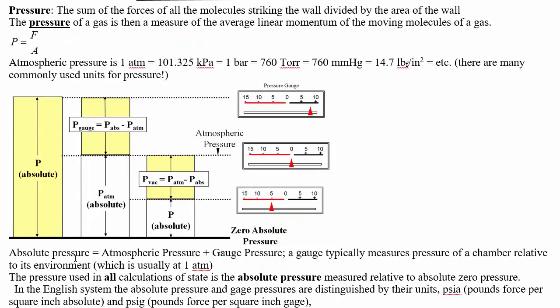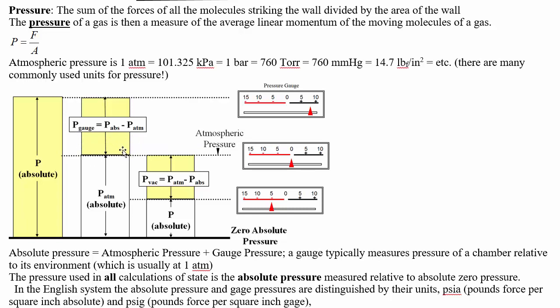Now, if you're measuring pressure relative to zero pressure, that's called absolute pressure. Most of the time, if you just take a pressure gauge and you put it on maybe a tank, then you're probably going to be measuring gauge pressure. And that's because it's really looking at the difference in the pressure between the pressure in the tank and the pressure on the other side of the gauge, which is 1 atmosphere.